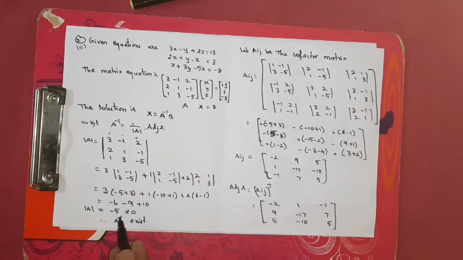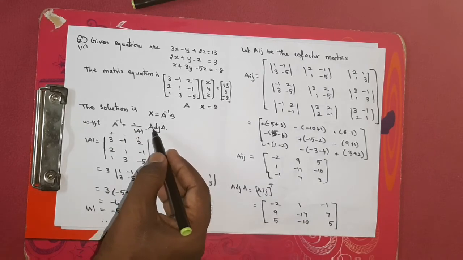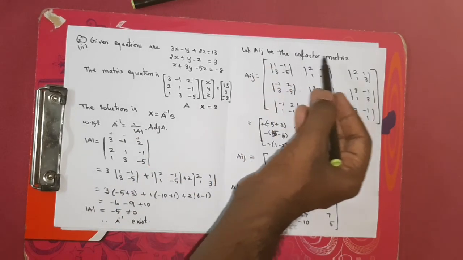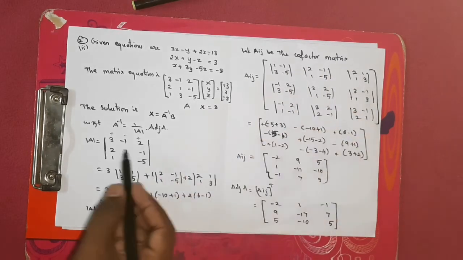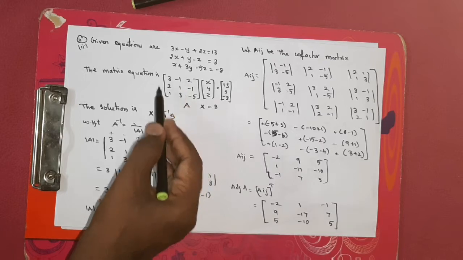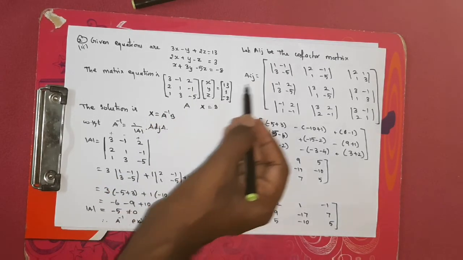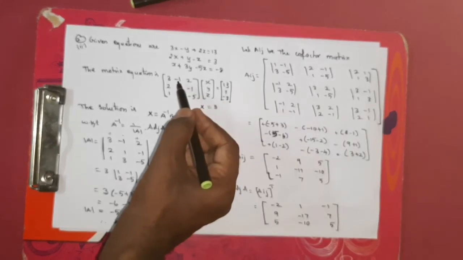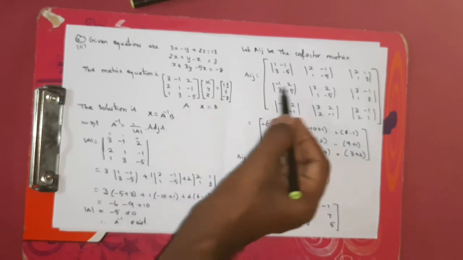Okay. Now if you want to find A inverse, we need the adjoint of A value also. So for that first we have to find the cofactor matrix. So I write let Aij be the cofactor matrix. So first I write the minors of all the entries. For 3 what are the minors? 1, minus 1, 3, minus 5. Okay, for this minus 1 what are the minors? Leave this row and column. So 2, minus 1, 1, minus 5.